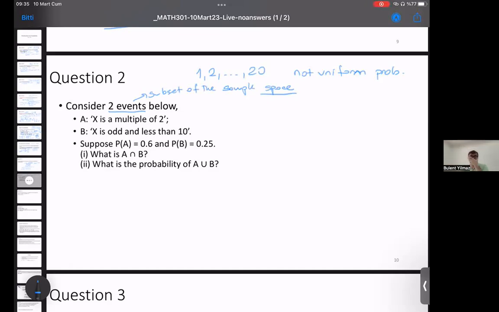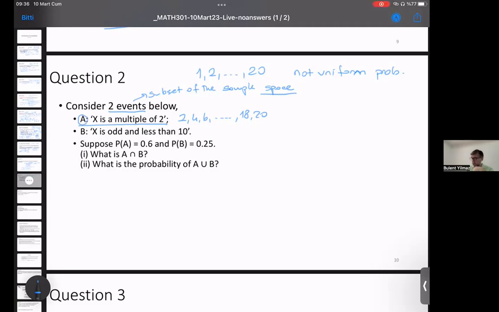What are the possible outcomes for event A? Can you write to the chat? What are the possible outcomes for event A? Cansu, can you write on chat? Possible outcomes is a multiple of 2. Yes, Serhat put a correct answer. It will be 2, 4, 6, and so on, 18 and 20, right? So these are possible outcomes for event A.